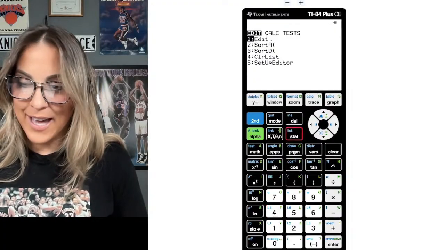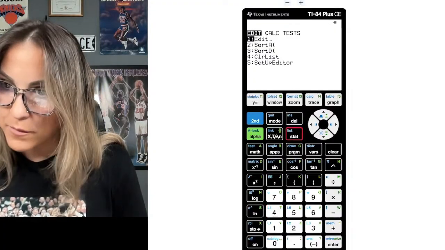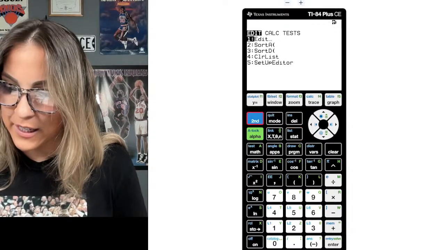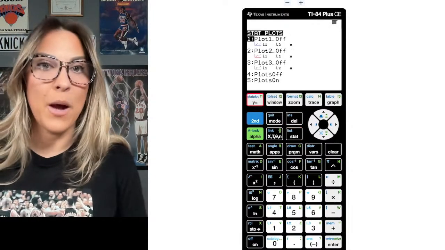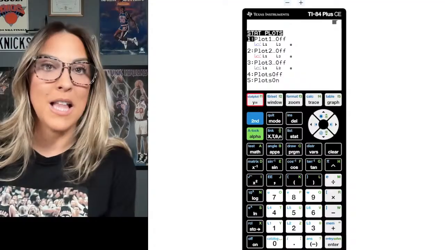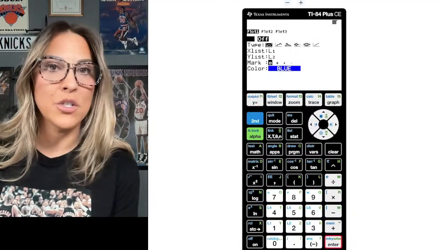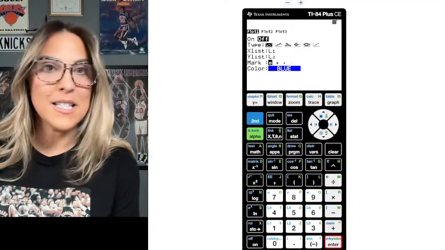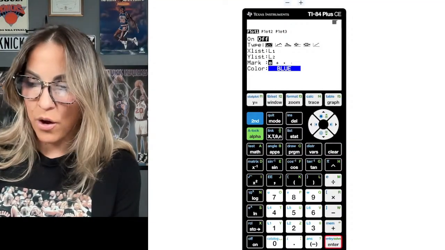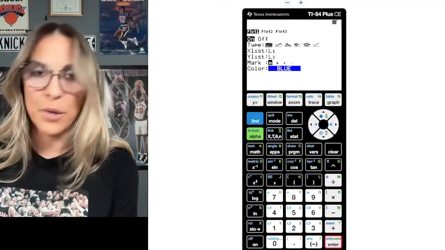Now we're going to hit second and then y equals so we can now access the stat plot. So you see how they're all off? We're actually going to hit number 1. So I'm going to hit enter on stat plot 1. And I'm going to toggle that to on. So right now it's on off. I'm going to go to on and hit enter.